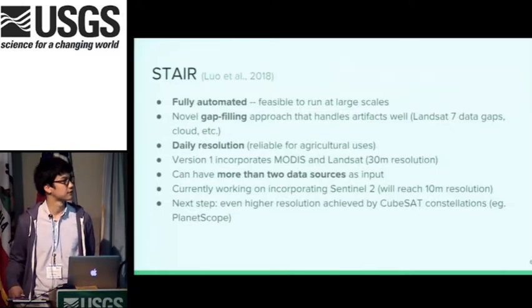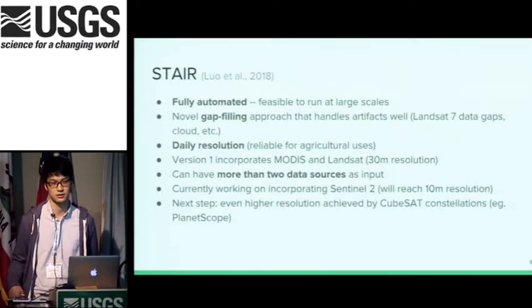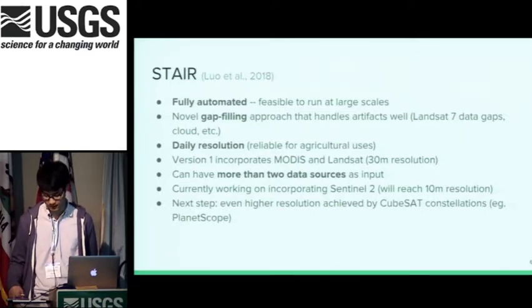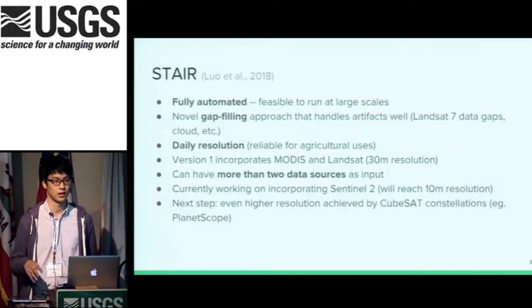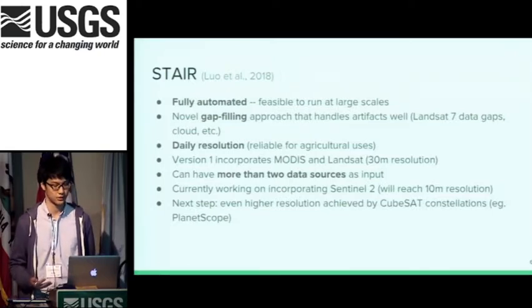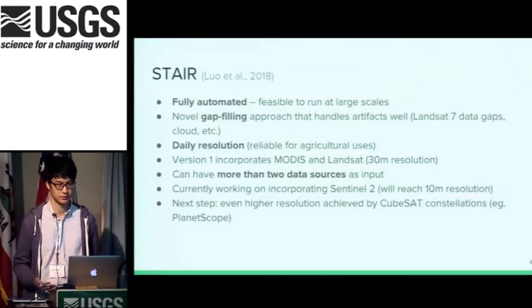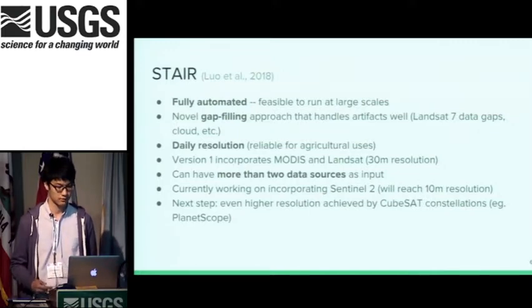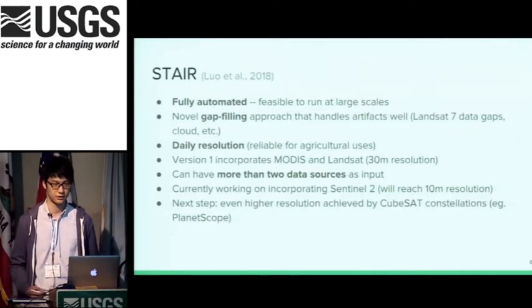The first version of this product incorporates MODIS and Landsat, so we have a 30 meters resolution, daily frequency data cube. And this algorithm is not limited to just two data sources. We can just overlay one product on top of another, hence the name STAR. So currently we're working on including Sentinel-2 data as well, which is reasonably straightforward. This way we get to 10 meters resolution, and eventually we're going for 3-meter resolution with the inclusion of PlanetScope data.